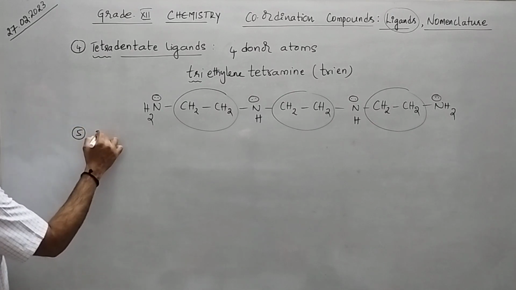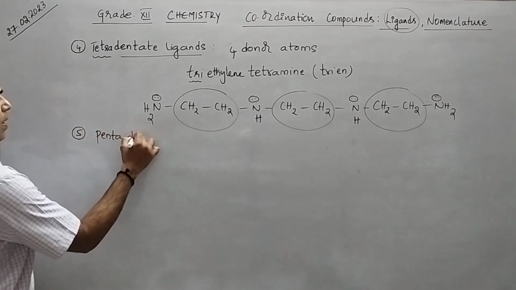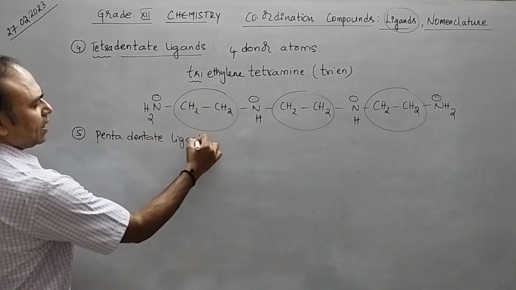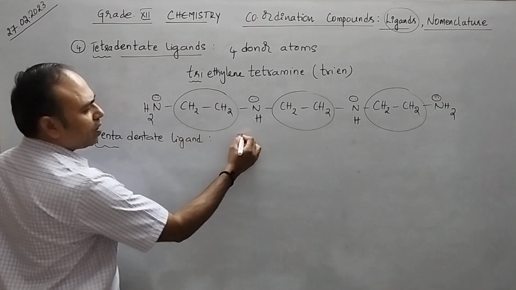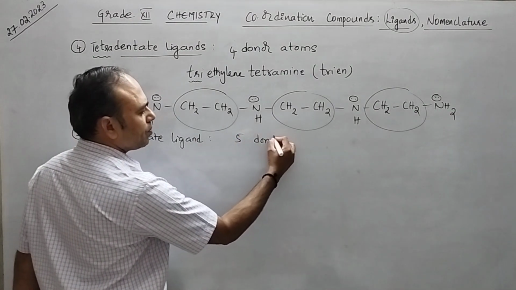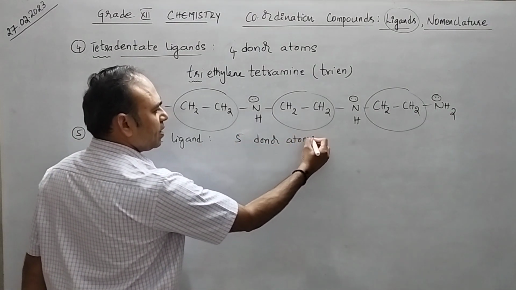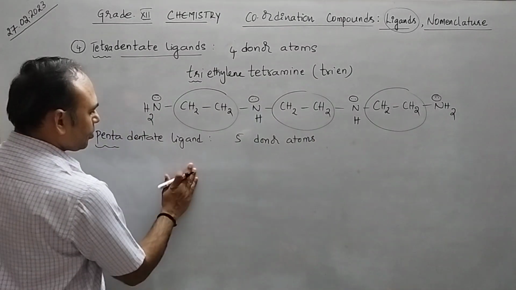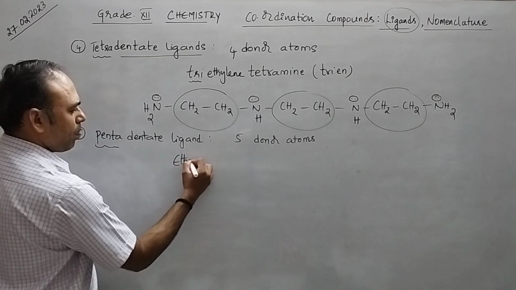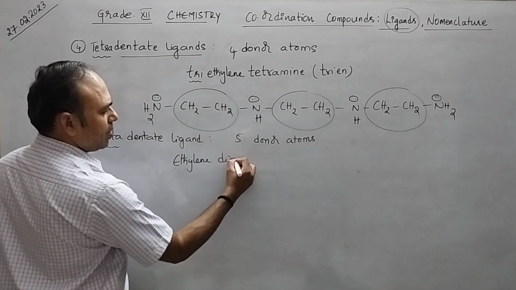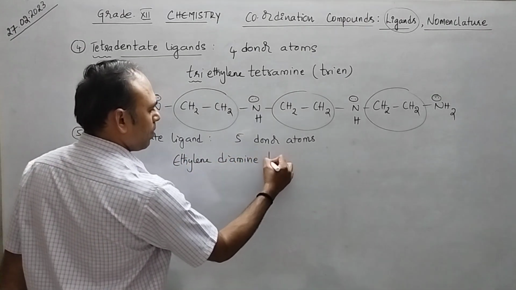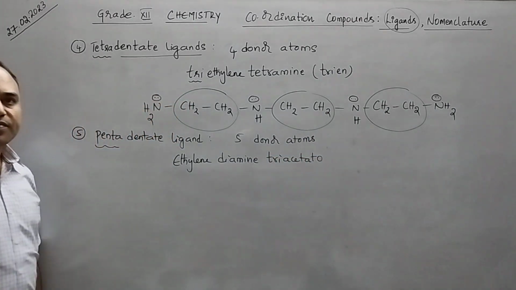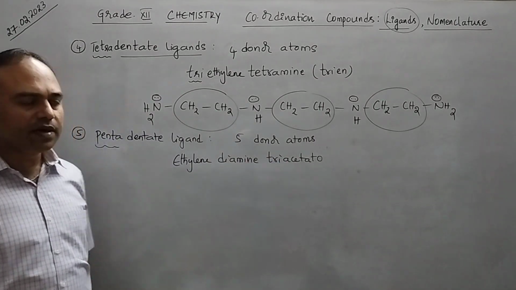Next one, pentadentate. So pentadentate ligand has got 5 donor atoms, so that it can form 5 coordinate bonds. Let us take the example ethylene diamine triacetate. So this is the name of the ligand, ethylene diamine triacetate.